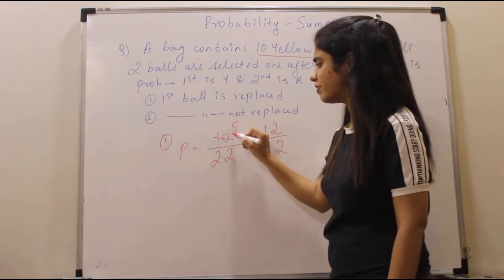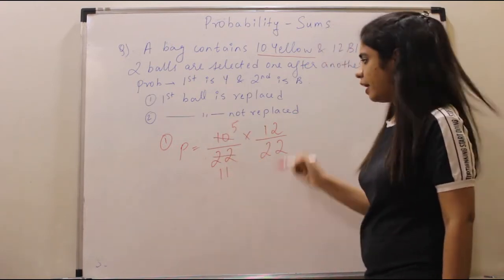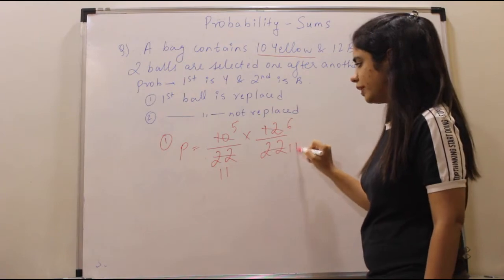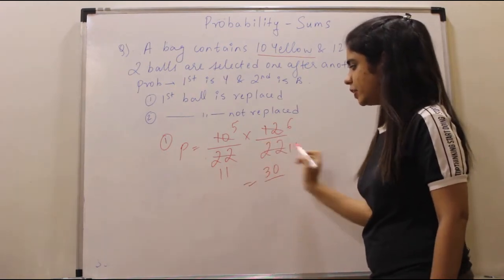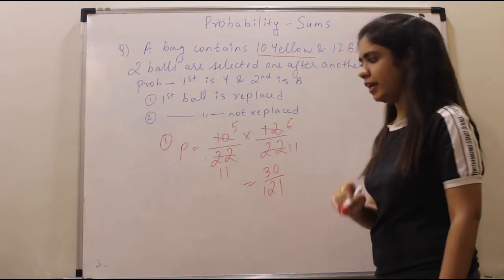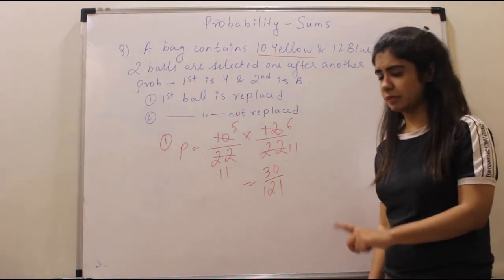So 2 5s are 10, 2 11s are 22. Again, 2 6s are 12, 2 11s are 22. So this will be 5 times 6, which is 30, and 11 times 11 becomes 121. This is for replacement.